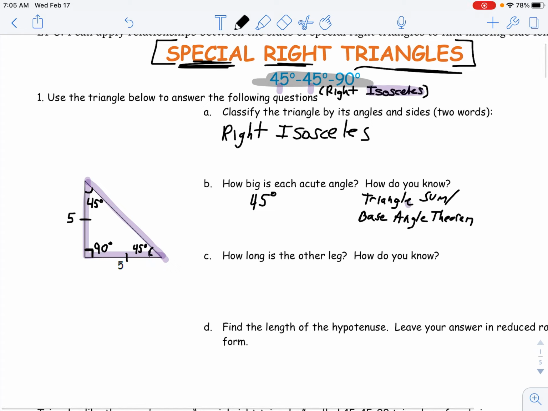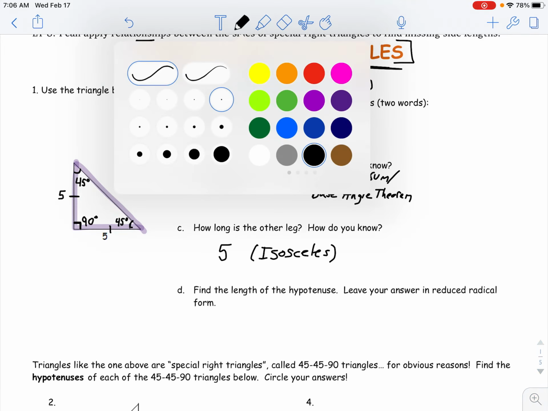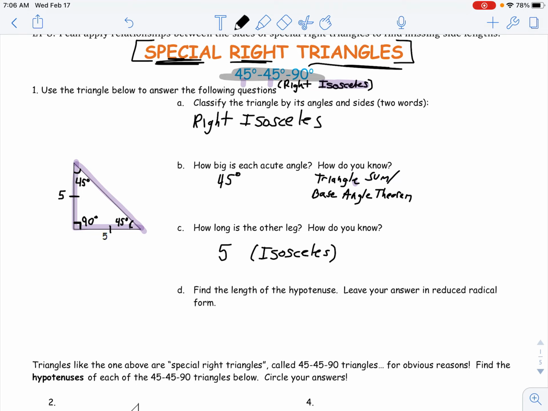All right, how long is the other leg? 5, because it's isosceles. There's a bunch of ways we could do it. All right, and then this is the punchline. This is huge right here. We're going to find the length of the hypotenuse, and we're going to leave your answer in reduced radical form.